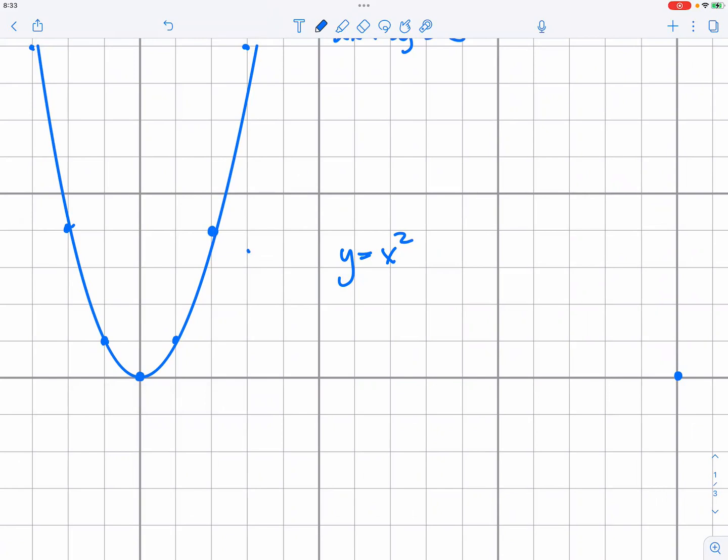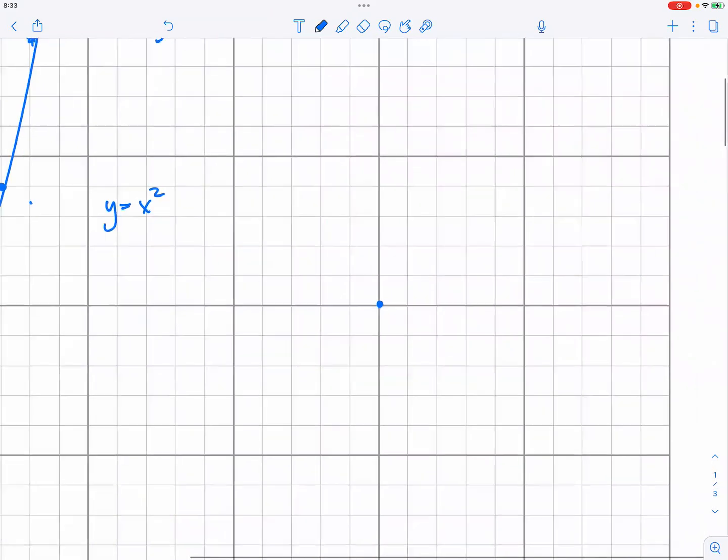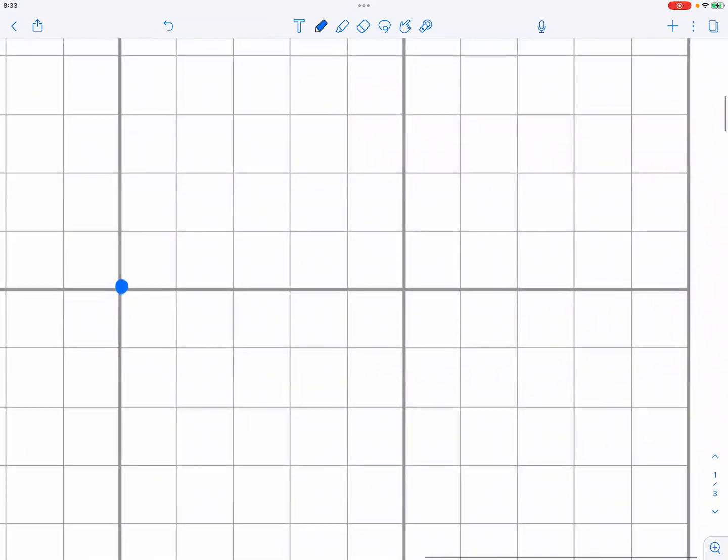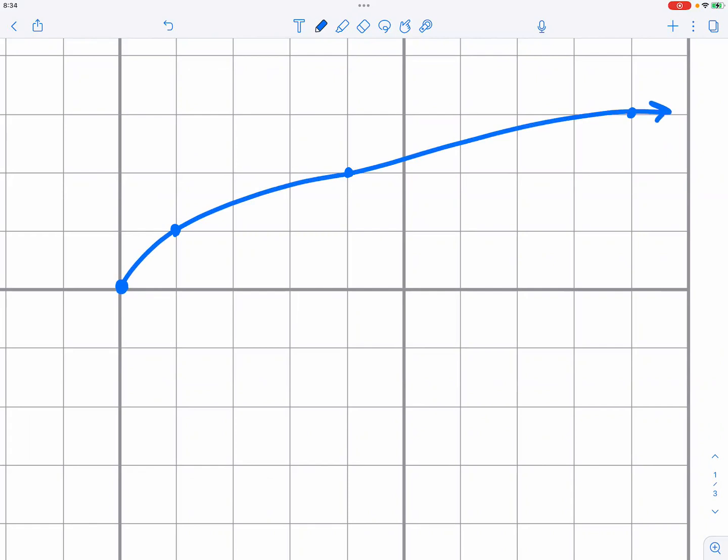All right, cool. Now we have another one that looks like this. We go right 1, up 1, and then right 3, up 1, and then right 5, up 1. What do we call this kind of graph or function? Square root. Okay, square root.